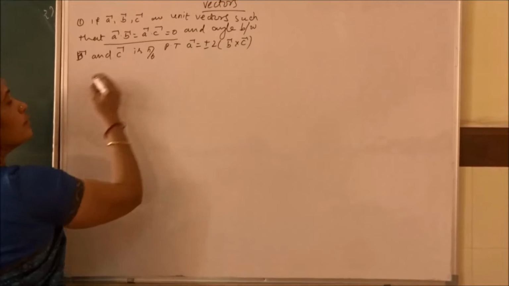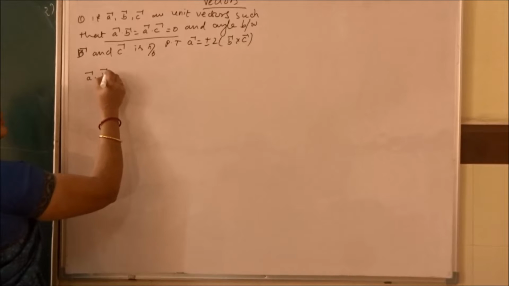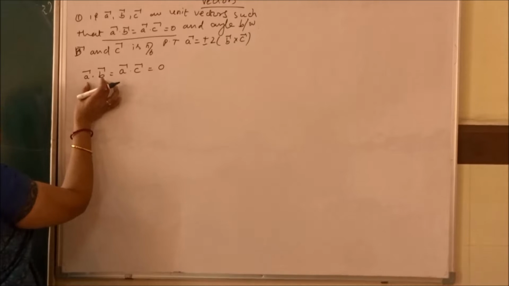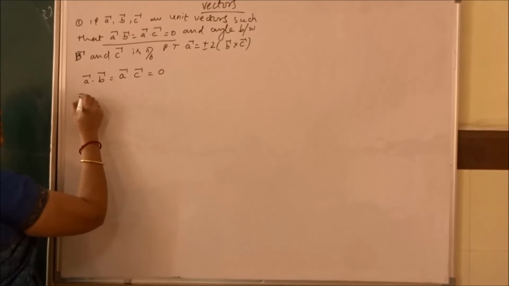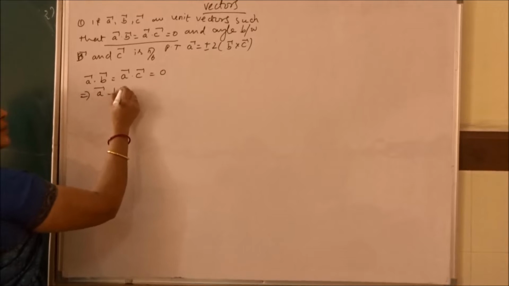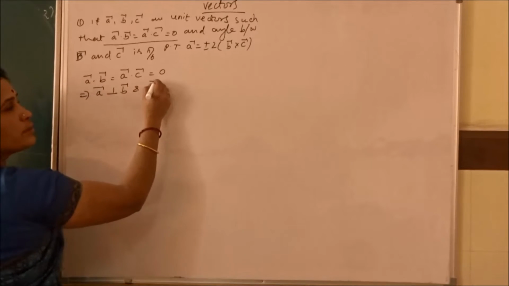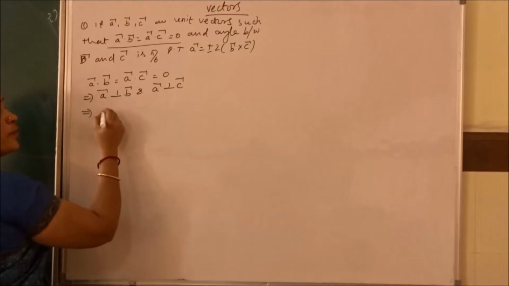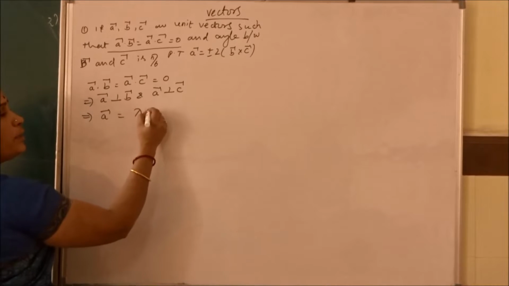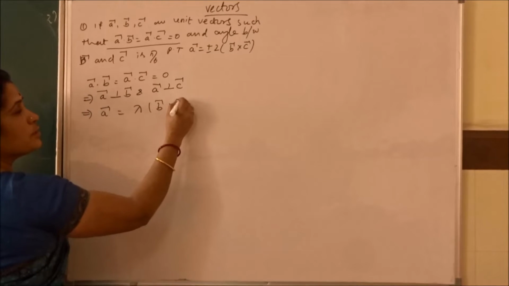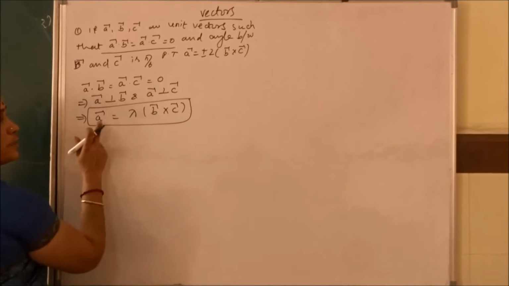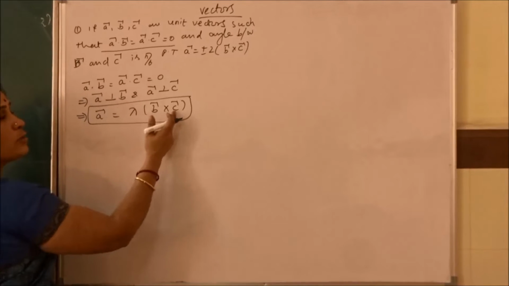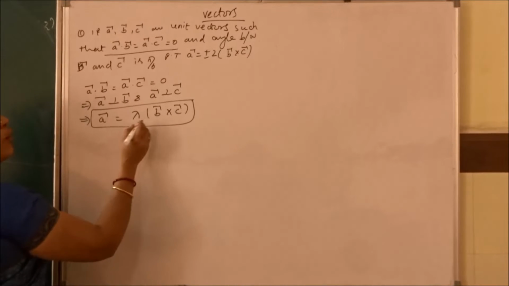Now what is given here? They are saying A vector dot B vector equal to A vector dot C vector equal to 0. If two vectors' dot product is 0, then both are perpendicular. This implies A vector is perpendicular to B vector and A vector is perpendicular to C vector. If one vector is perpendicular to both vectors, then we can say A vector equal to lambda into B vector cross C vector. Clear? This result you know about it. Okay, fine.